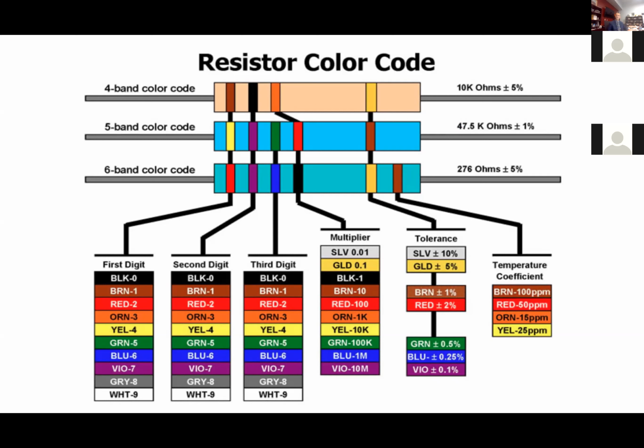So as you can see in the top one, the 4 band, the 1 is the brown, the 0 is the black, so it would be 10. And then you can see it's a 10k ohm resistor.